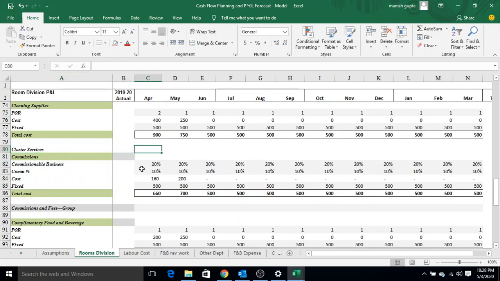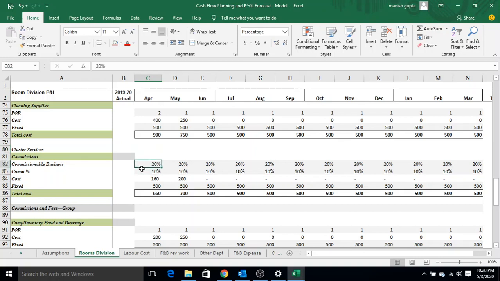Usually cluster services means that the money is going to be charged from the chain hotels to their other hotels under their management. So these are usually a fixed expense per month or based on the revenue, so you can estimate them very easily. Commission, you need to understand how much commissionable business you are getting at this point of time.